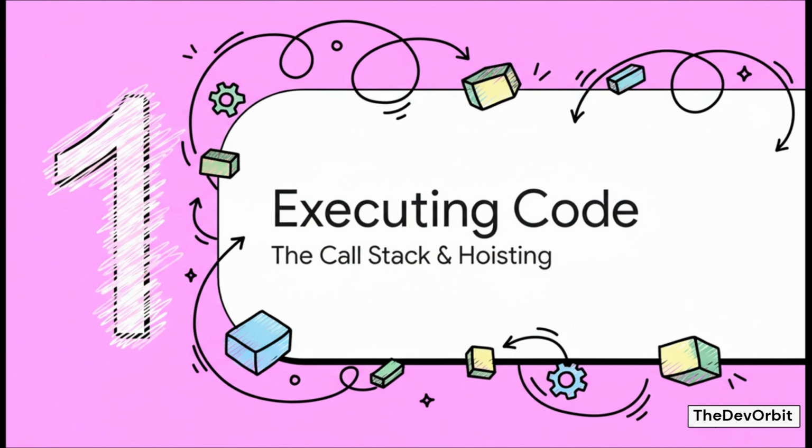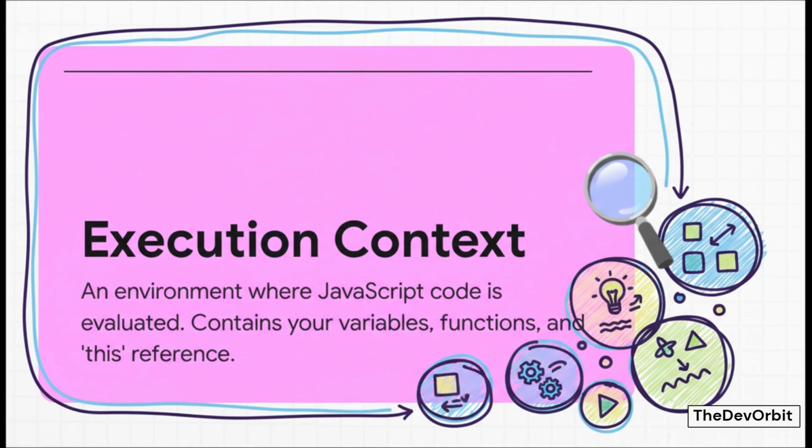To get started, we've got to look at the very environment where your code lives and breathes. See, every single line of JavaScript runs inside something called an execution context. So what is an execution context? The best way to think about it is like a temporary bubble. When your script first starts up, JavaScript creates this big global bubble. And then, every single time you call a function, it creates a new, smaller bubble just for that function. Inside that bubble, it's got everything that function needs to do its job, all its local variables, you name it.